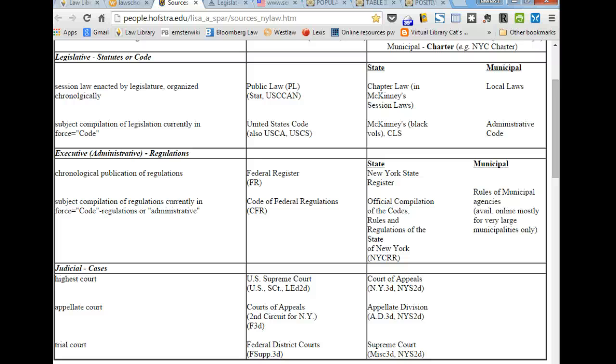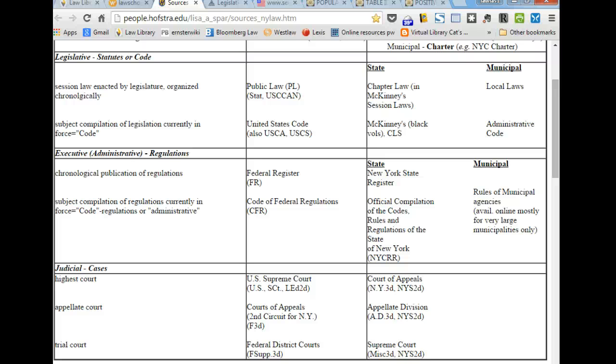Municipalities, they take their local laws that they pass every year, and they also put it in a code, since they already gave it away, I won't ask you, called an administrative code. That actually gets kind of confusing to people because administrative codes are also sometimes what regulations are called. So again, you need to be a little careful.